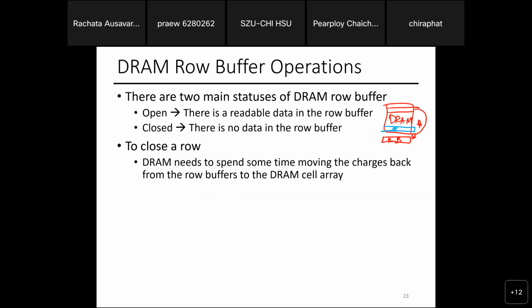Now, if I have a read to a different row, I first need to close the row by writing whatever is in that row back to the original location, then open a different row. To read from a row, it has to be in the row buffer. Otherwise, you cannot read. Agree? All right, these are the rules.